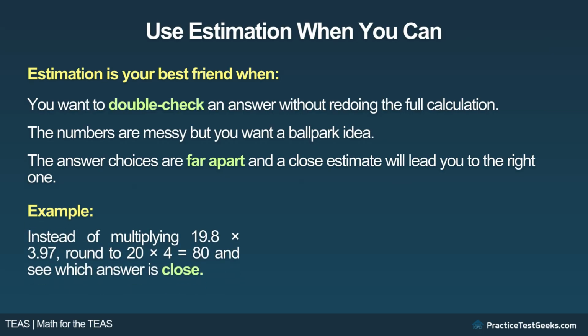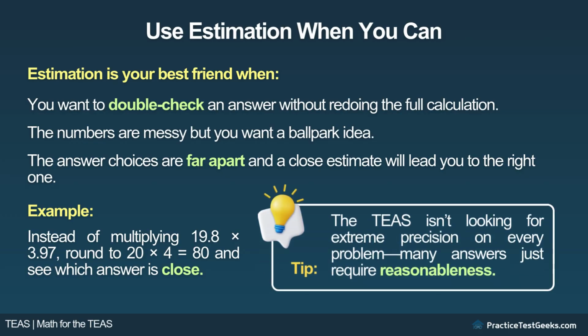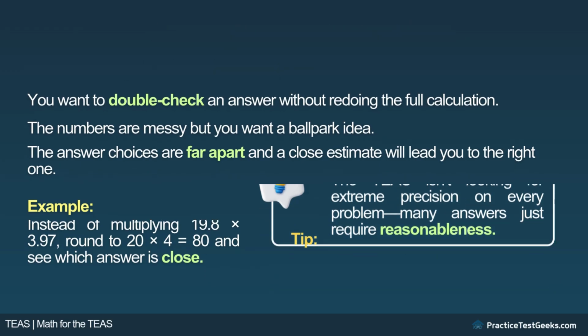Say you're asked to multiply 19.8 by 3.97. That's messy. But rounding to 20 times 4 gives you 80, and that's often enough to eliminate wrong choices. Tip: the TEAS isn't looking for extreme precision on every problem. Many answers just require reasonableness.